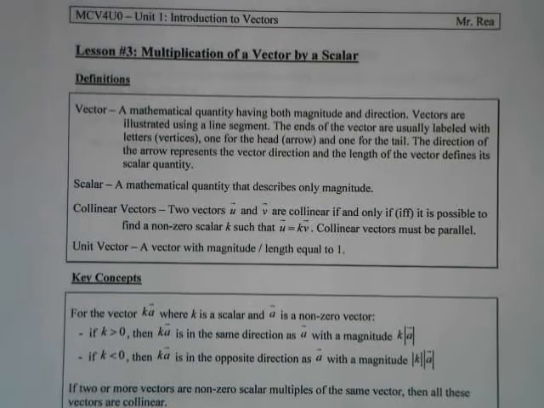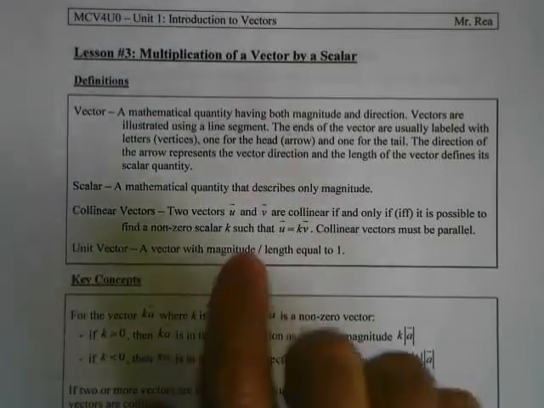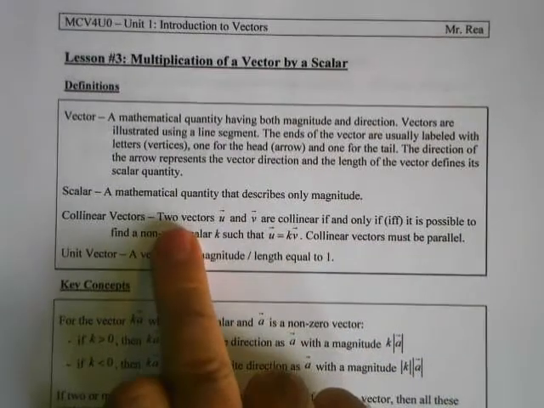We can multiply by any scalar, which can be any real number, positive or negative. Remember, a scalar has magnitude only, so it's just a number.